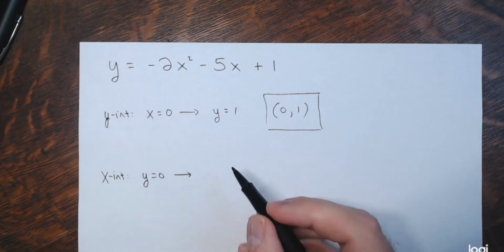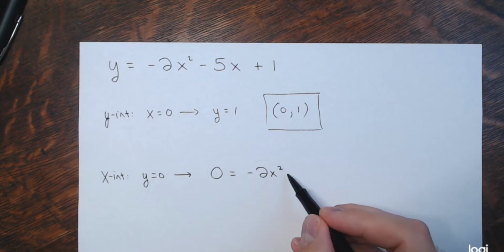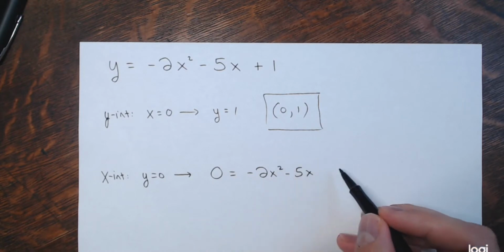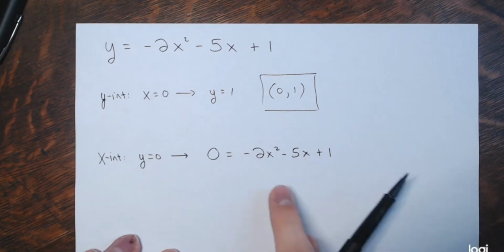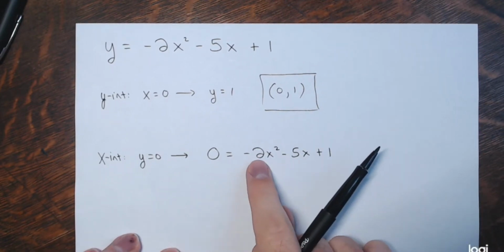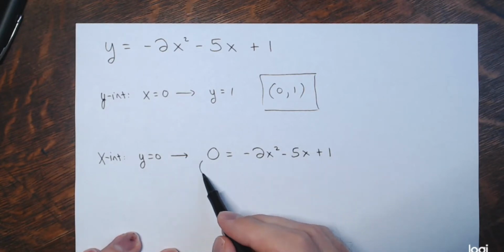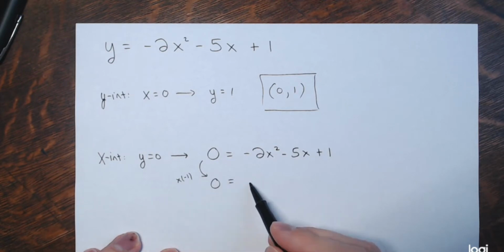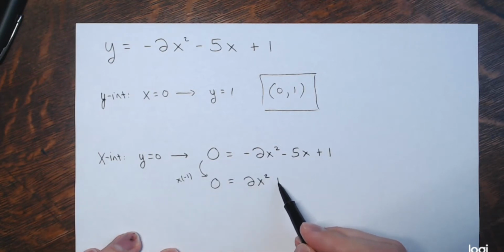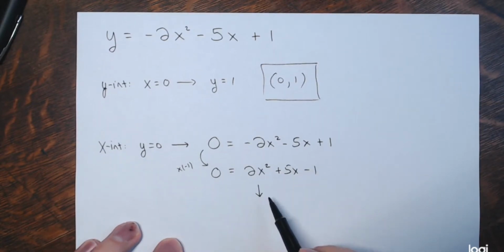So you have 0 equals negative 2x squared minus 5x plus 1. And again, with quadratic equations, I like having a positive lead coefficient. So I'm going to multiply both sides by negative 1 here, and we get 0 equals 2x squared plus 5x minus 1. And then we can jump to the quadratic formula.